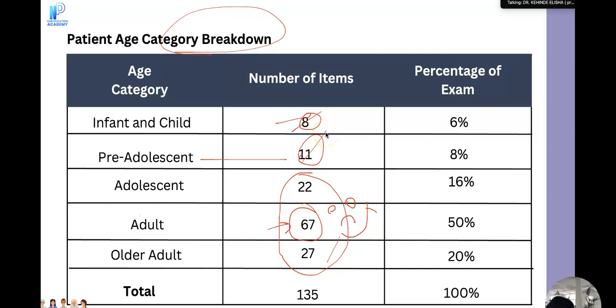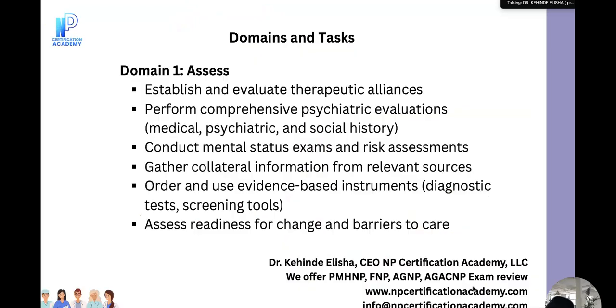I mean, in real life, you're going to worry about them, but I'm saying also the brain can only take so much. So I'm going to definitely go heavy on the adult first. So as I'm talking about diagnosis, I'm focusing on adults. As I'm talking about implementation, I'm focusing on adults. As I'm talking about anything, assessment, adult. And that is the breakdown of the test.